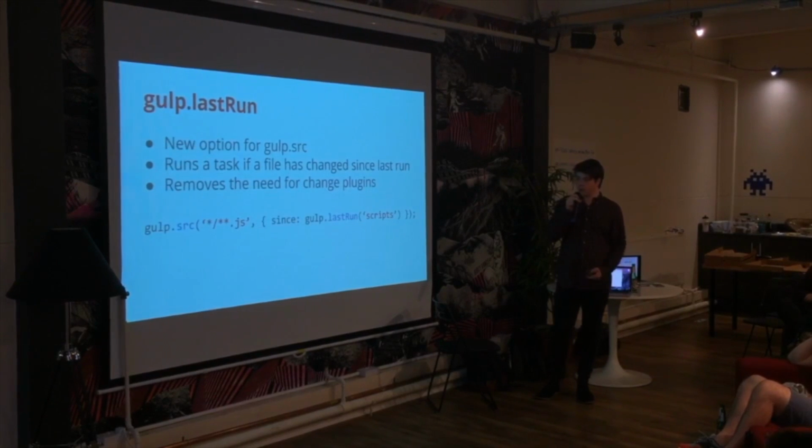So for example here, we specify any JS file, and we say since Gulp last ran the scripts task. And what that'll do is it'll only continue the task if that file has changed since the last time the script had run. That's basically just good for performance. If you save a file 4 times right now with no changes, it's going to compile the file 4 times. With this, it's only going to do it once until it changes.